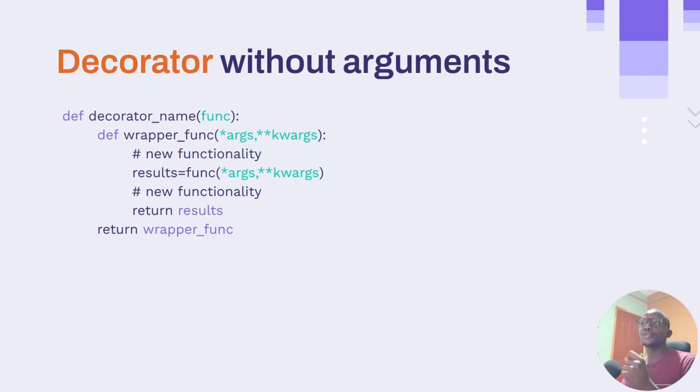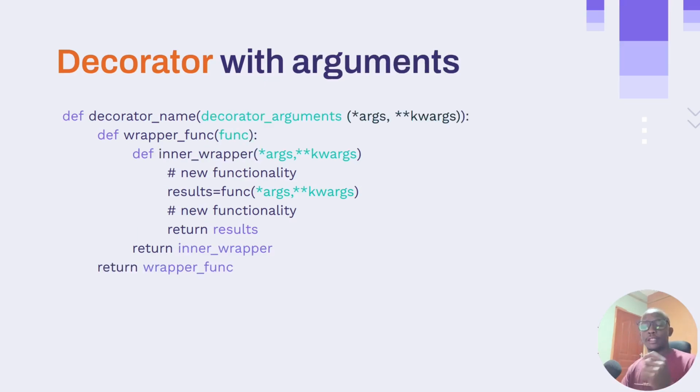But then if you're going to implement a decorator that does take arguments, the structure is a little bit different. The first thing you're going to define is a factory function. That factory function is going to hold the name of the decorator, and it is going to take the arguments that are specific to the decorator. And then inside that factory function, you're going to define two other functions, one nested inside the other.